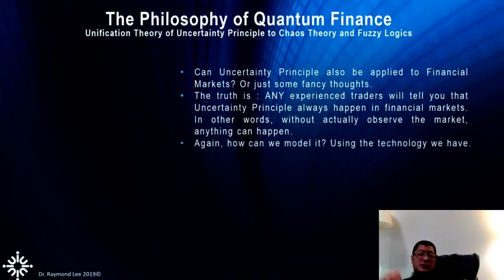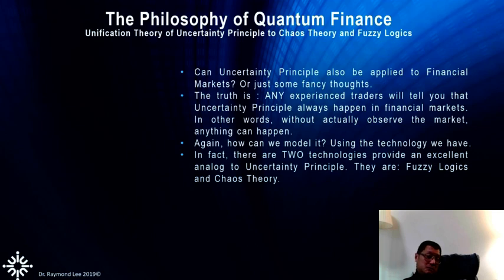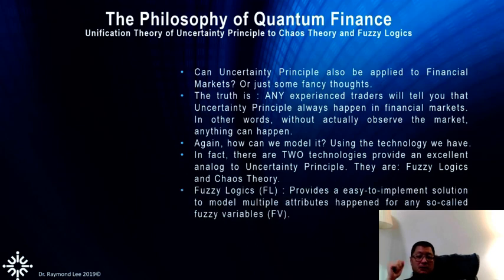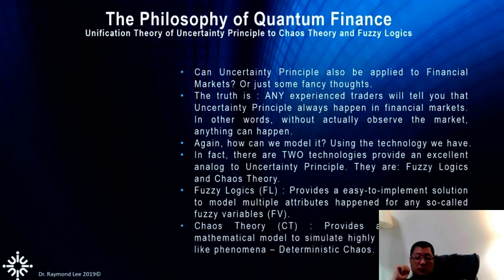So again, how can we model it using the technology we have? That is the realistic question. I spent more than 20 years doing this, of course. In fact, there are two technologies that provide an excellent analog to the uncertainty principle: fuzzy logic and chaos theory. Fuzzy logic provides an easy-to-implement solution to model the multiple attributes that happen for any so-called fuzzy variable. Chaos theory provides a framework and mathematical model for phenomena that are simultaneously highly chaotic and random-like, what we call deterministic chaos.